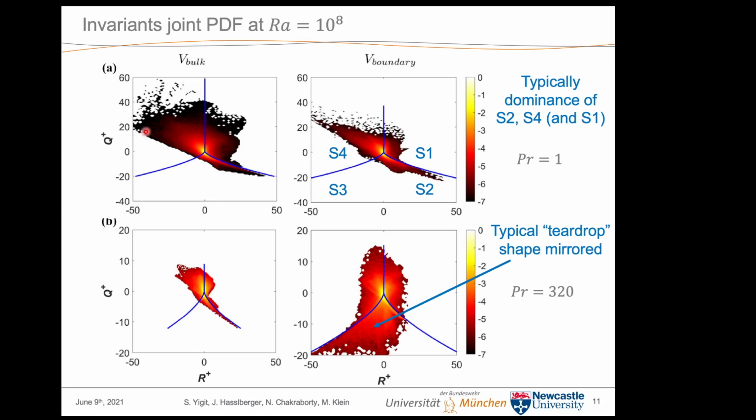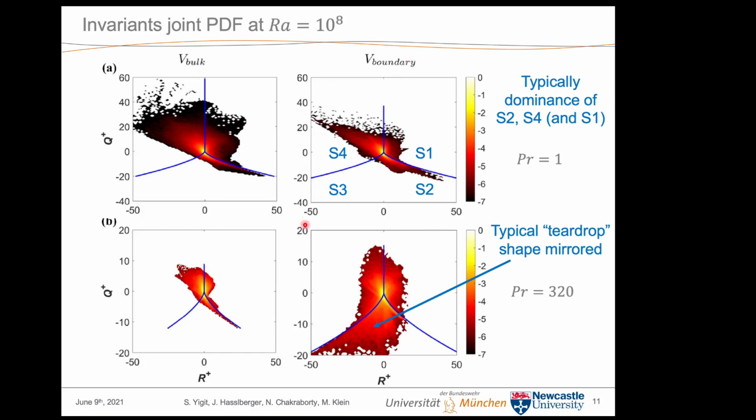But now let's really have a look at those invariants of the velocity gradient tensor, the second invariant Q and the third invariant R. And if we combine them in the sense of a joint PDF, we can make interesting observations. In addition to the Prandtl number here, we also distinguish on the left only samples from the bulk of the flow, and on the right only samples in the vicinity of the walls.